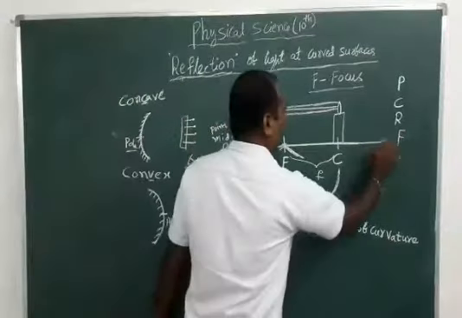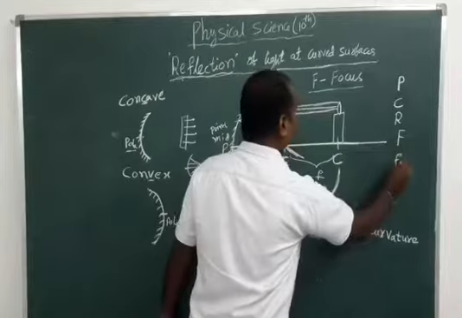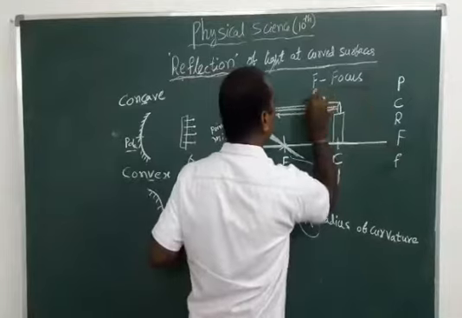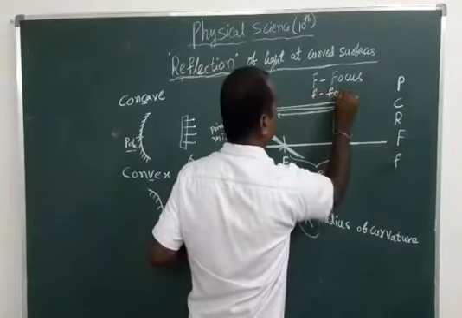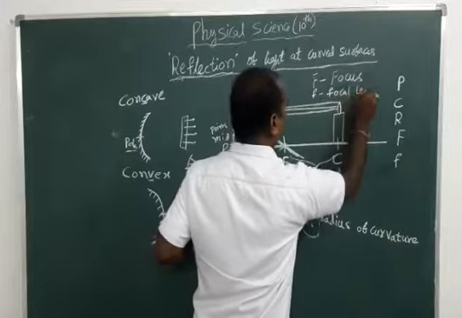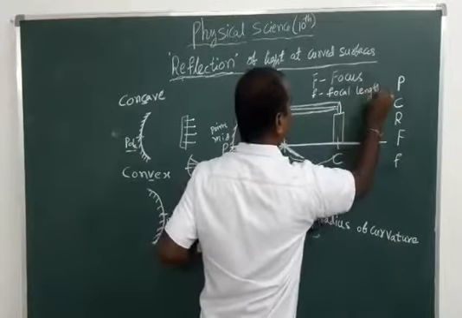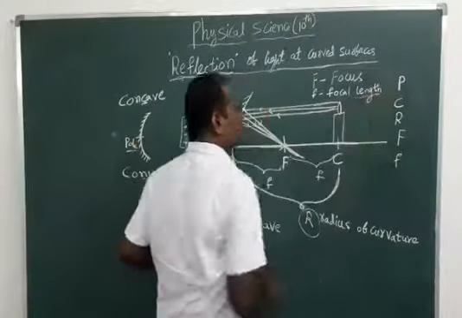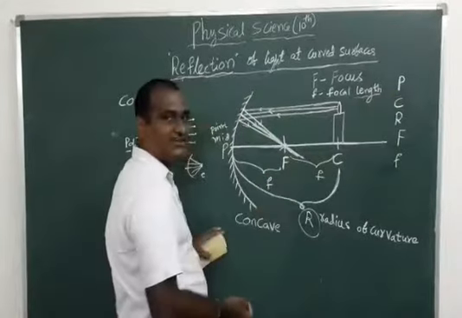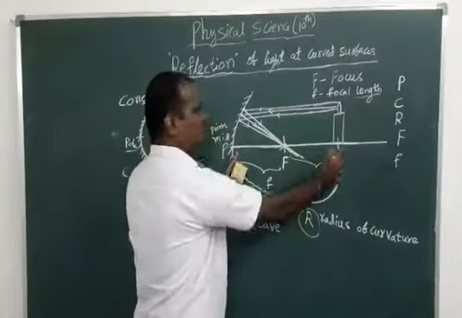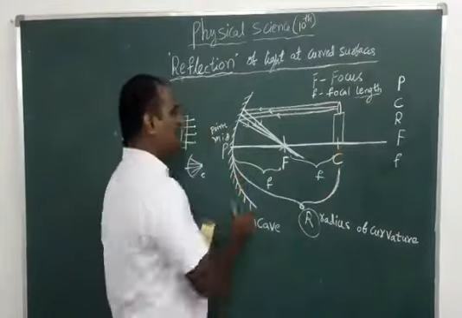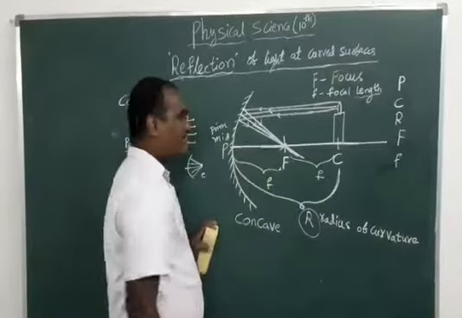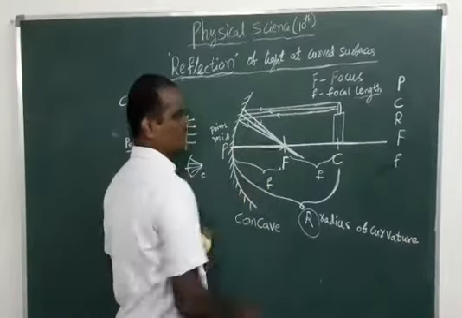Next one, focal length. Capital F means focus, small f means focal length. Focus is a point, small f is a length, same like radius of curvature. Radius of curvature is also a length. What is that length? Length between pole to center of curvature. Small f is also a length. What is that length? Very good. The distance or length between the pole to focus.